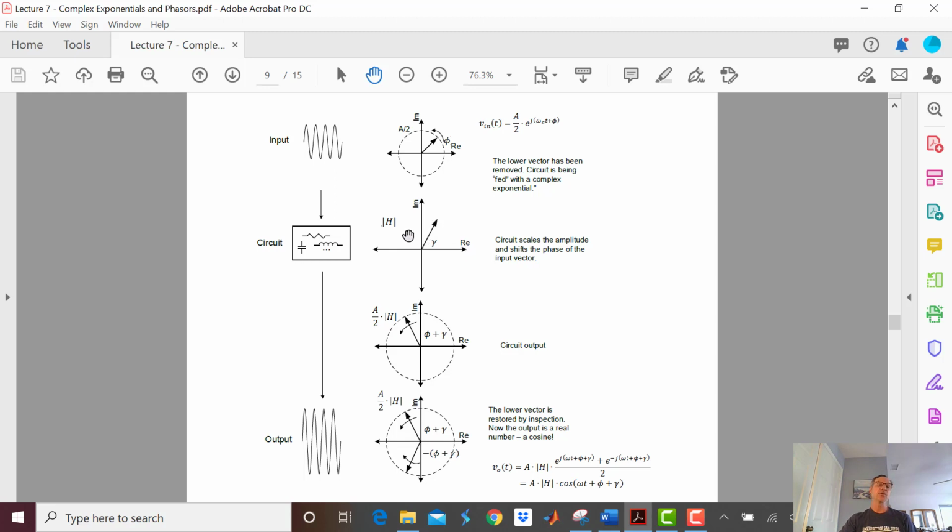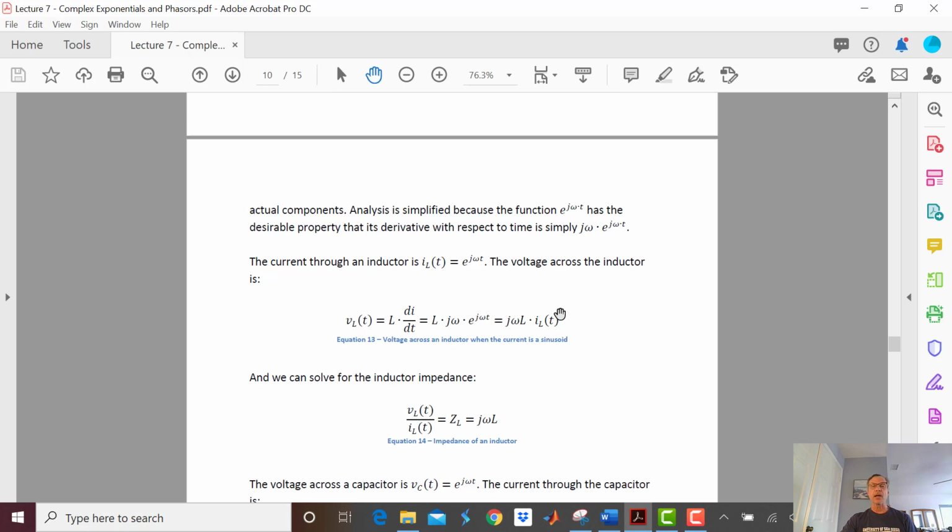Now, in our next unit, we're actually going to look at how circuit characteristics change at different frequencies, but we're not there yet.